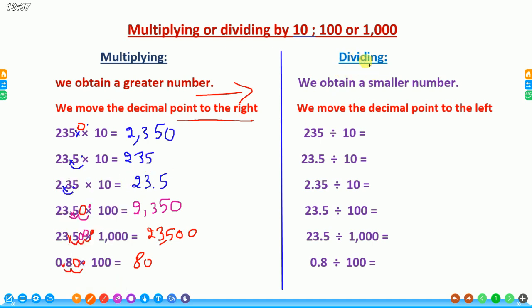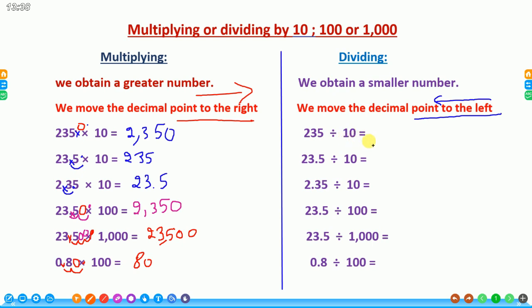Now let's continue. Dividing a decimal number by 10, 100, or 1000 means that the number will be 10 times smaller, 100 times smaller, or 1000 times smaller. And to obtain a smaller number, we need to move the decimal point to the left. Now let's start with these examples to understand the concept better.